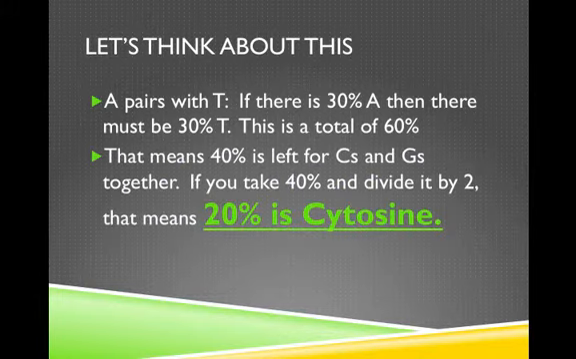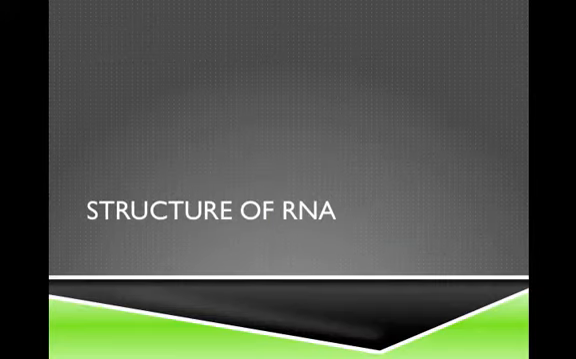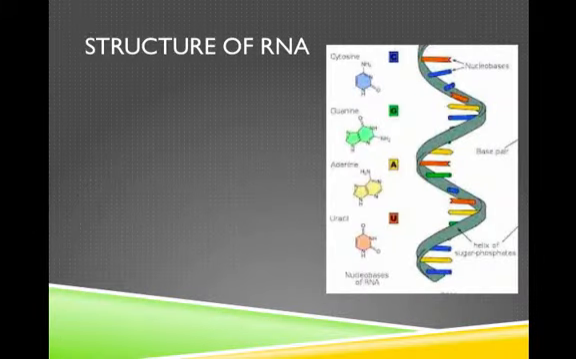The other 40% is made up of C's and G's. So if I take my 40% and divide it by 2, that means 20% is cytosine. This is Chargaff's rule. Chargaff stated that A pairs with T and G pairs with C. So it's through his rule that we were able to come up with the amount of each type of base that's found in DNA. Next, we're going to talk about the structure of RNA.